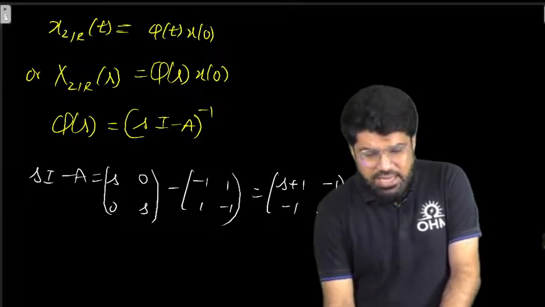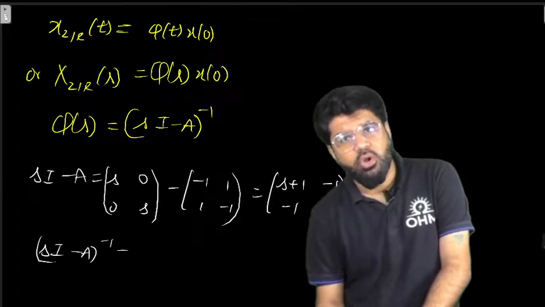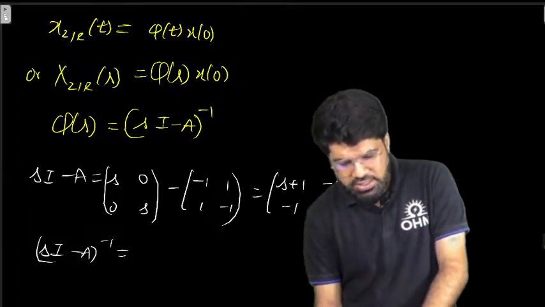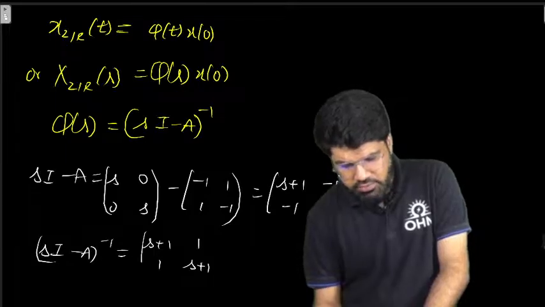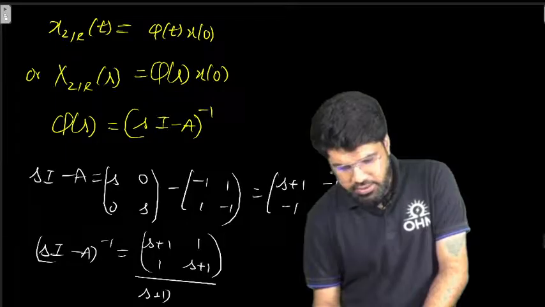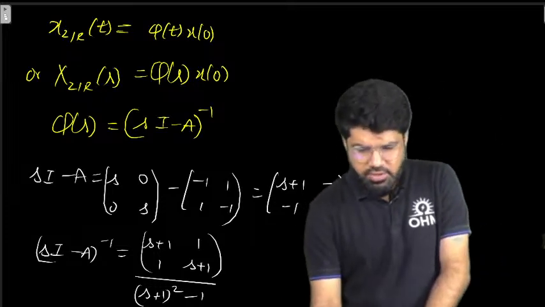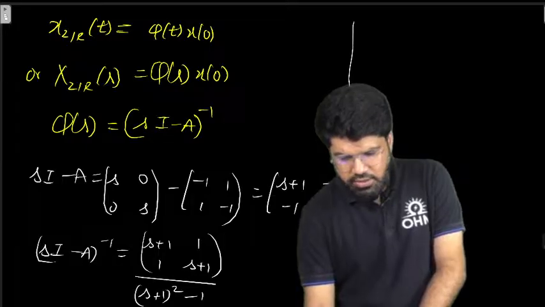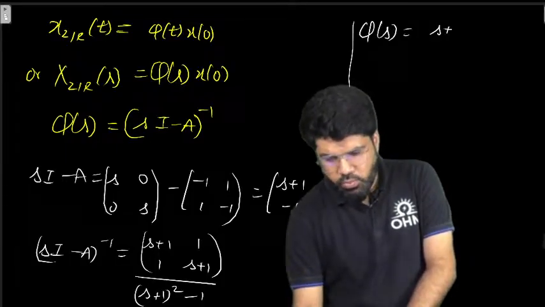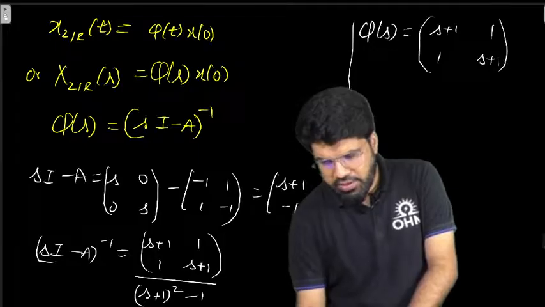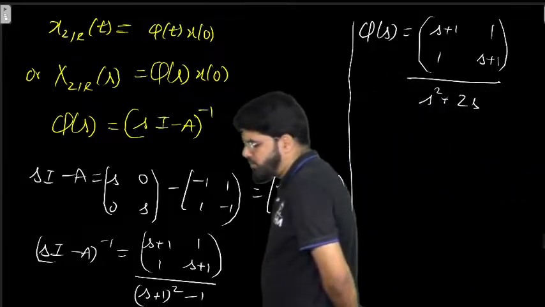What is (sI minus A) whole inverse? Again the same formula, adjoint. Adjoint means change the diagonal numbers, but they are actually the same, so s plus 1, s plus 1. Change the sign of the off-diagonal numbers, so minus 1 becomes 1, and the other one also becomes 1. Divided by the determinant of sI minus A, (s plus 1) whole square minus 1. Solving further, the 1 and 1 get cancelled and s square plus 2s is left. So phi(s) is the matrix s plus 1, 1, 1, s plus 1, whole divided by s square plus 2s.